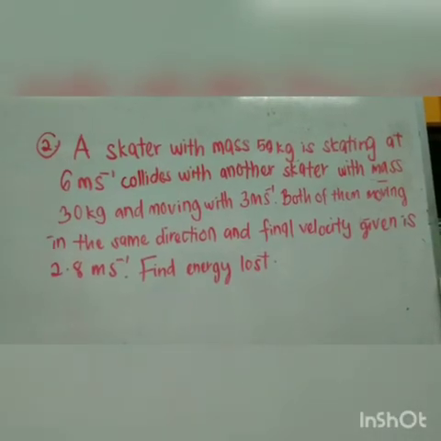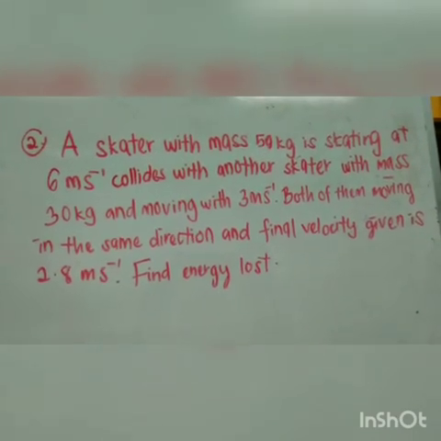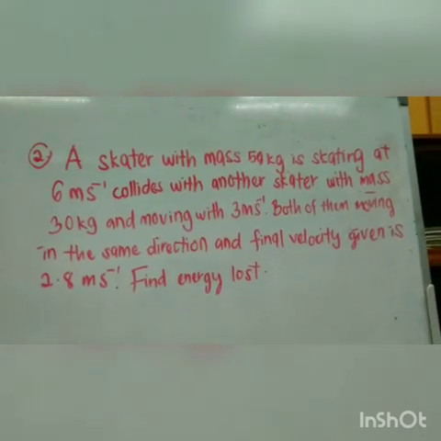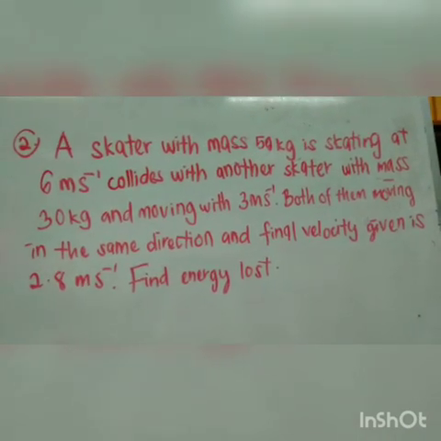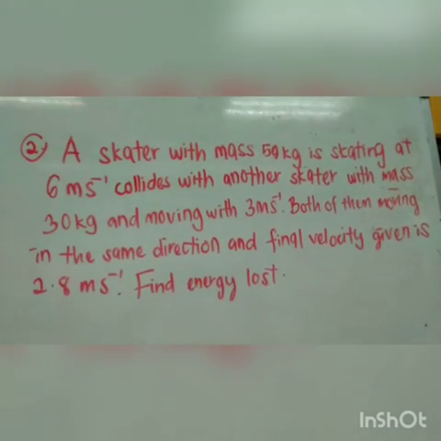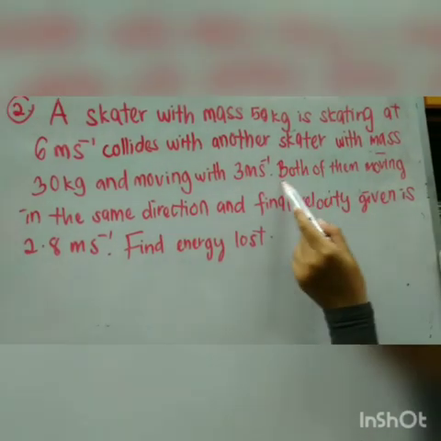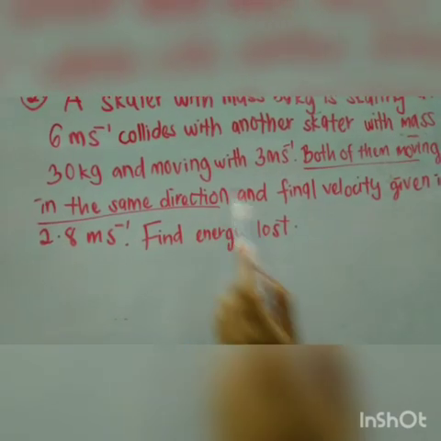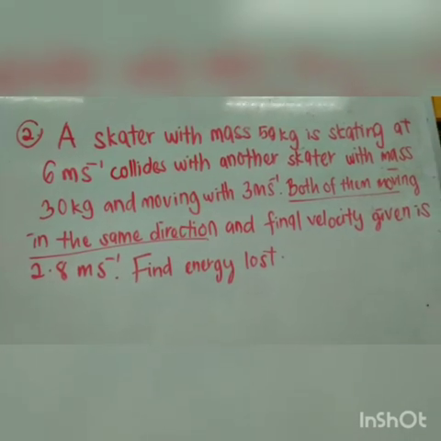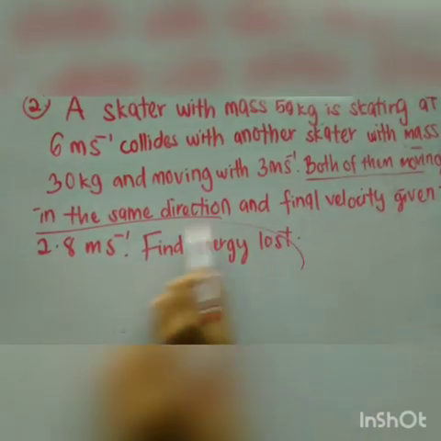Okay, the second question is, a skater with mass 50 kg skating at 6 meter per second collides with another skater with mass 30 kg moving with 3 meter per second. Both of them are moving in the same direction and the final velocity given is 2.8 meter per second. Find the energy loss. So here both of them move in the same direction. It shows that it was an inelastic collision. So the question wants us to find the energy loss.